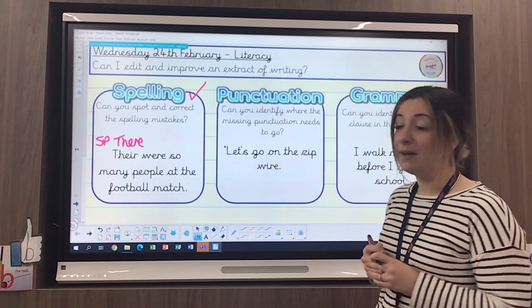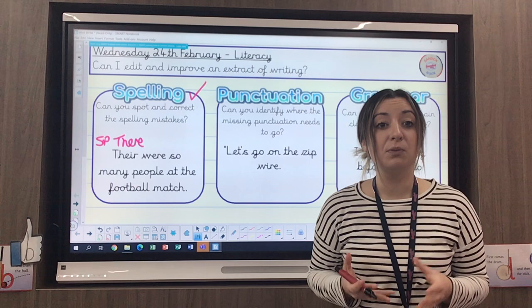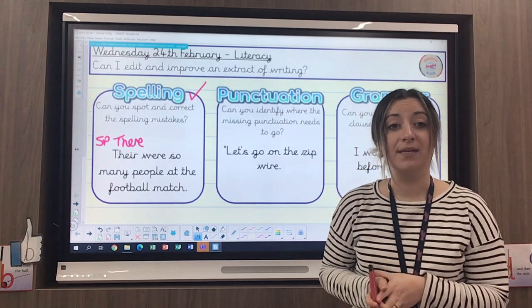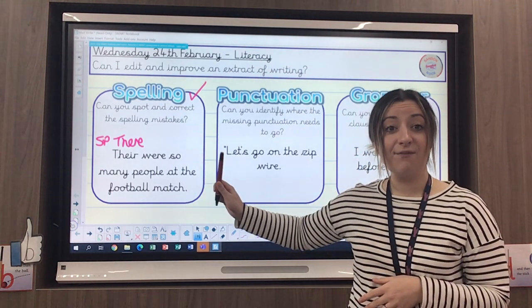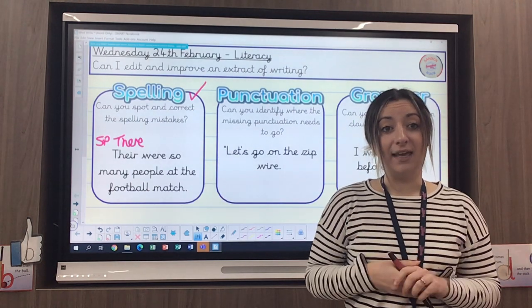Okay, so it should be that I've got my inverted commas. Sometimes we say speech marks, but the correct way is inverted commas. And these are here right at the very beginning of my sentence, which tells me somebody is speaking.